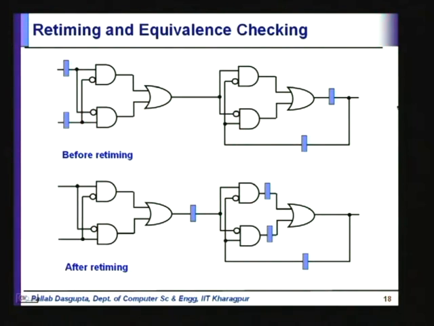I will just talk about one more problem in equivalence checking before we go into the sequential equivalence checking for combinational sequential circuits. This is the problem of retiming. Okay. Now, what is retiming? So, look at this circuit, these blue things are the registers. This is combinational logic between them.